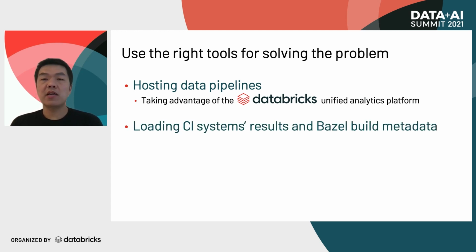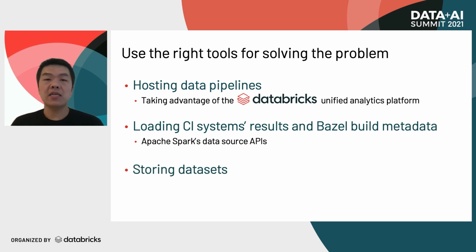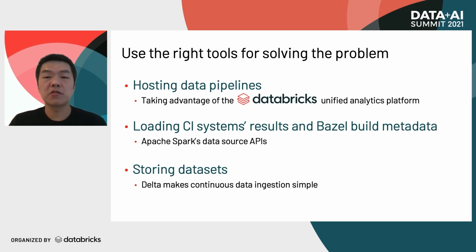Second, we need to figure out how to access CI systems results and Bazel build metadata in Databricks. Because we're using Databricks to host our data pipeline, we're using Databricks Runtime to process our data. So we'll use Spark's data source API here. And finally, we need to decide how we store CI systems results and Bazel build metadata in Databricks. As we're using Databricks, this decision is also easy to make. We use Delta to store datasets. Delta makes continuous data ingestion simple, which I will talk about more very soon. So now we have our tools picked. We're ready to look into our data pipelines.